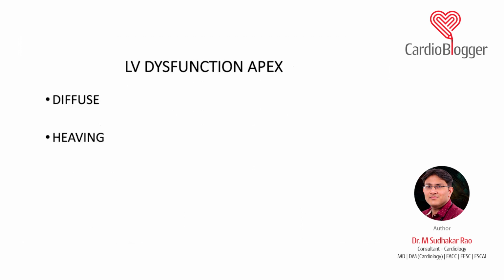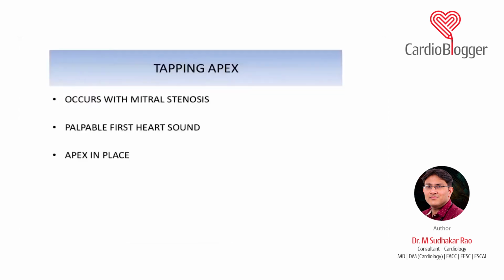Now, apart from this, there is also something known as an LV dysfunctional apex. This we can discuss usually after we discuss a hyperdynamic and a heaving apex. So there are three different types of apex. One is the tapping apex, one is the hyperdynamic apex, and the third is the heaving apex. A tapping apex, we know, doesn't raise your finger, so the duration is less than one third of the systole.